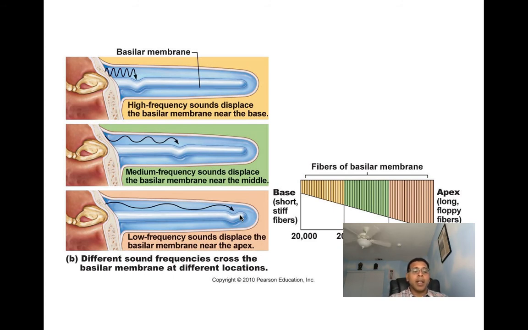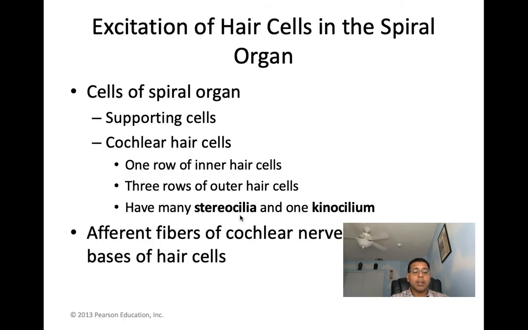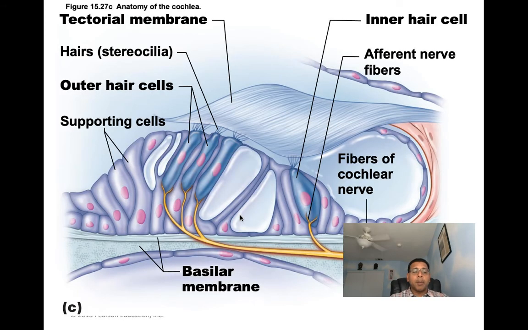Let's check out the excitation of our hair cells. Here we can appreciate the spiral organ again, the organ of Corti. It is found resting on top of the basilar membrane, which we can find right down here. It is composed of supporting cells, and amongst those supporting cells we have receptor cells called cochlear hair cells.